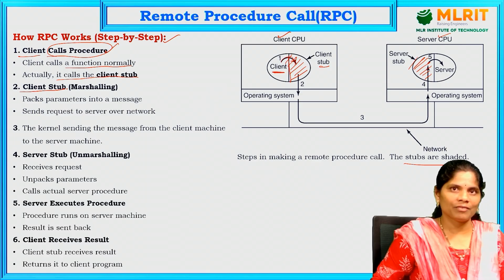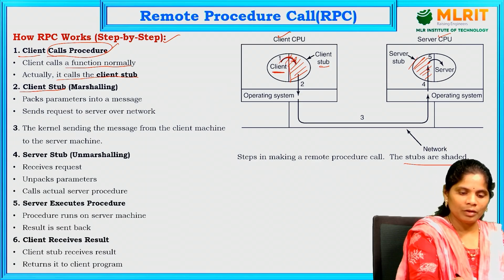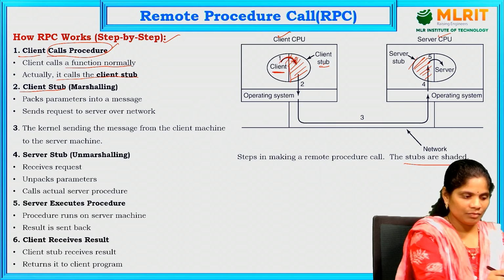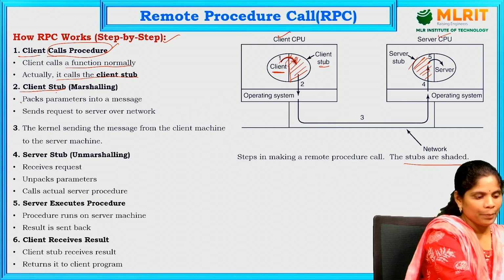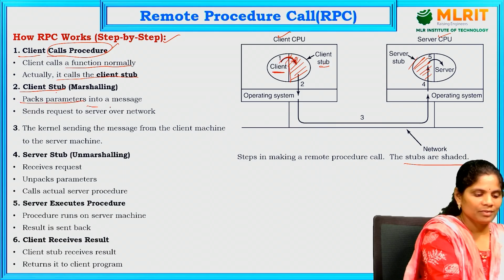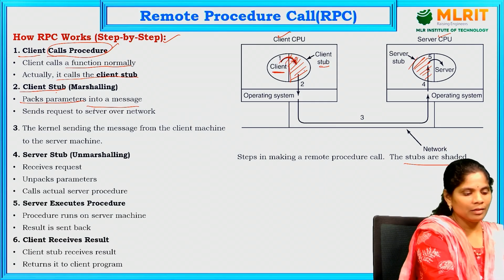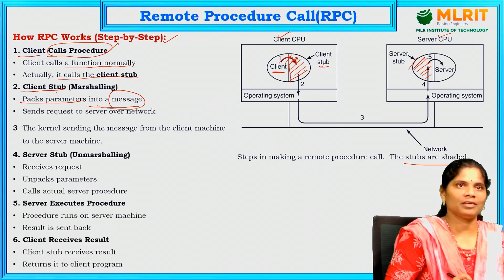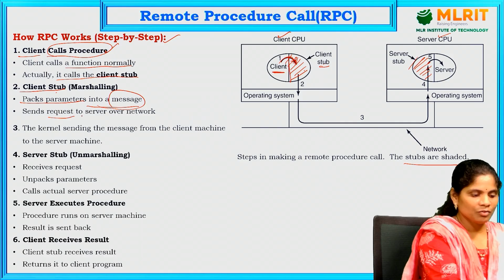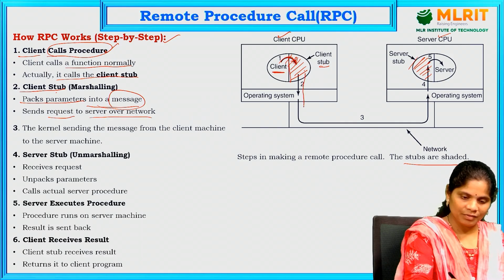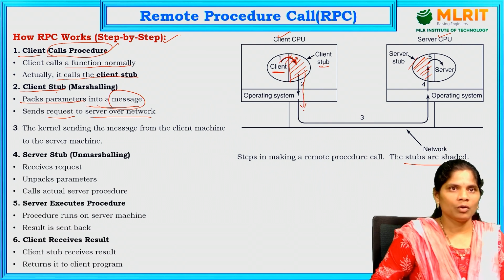What is the work of the client stub? From the client to the client stub, the procedure is now in the client stub. Next, the client stub packs the parameters into a message. Whatever parameters are there are packed into the form of a message, and it will send a request to the server over a network.